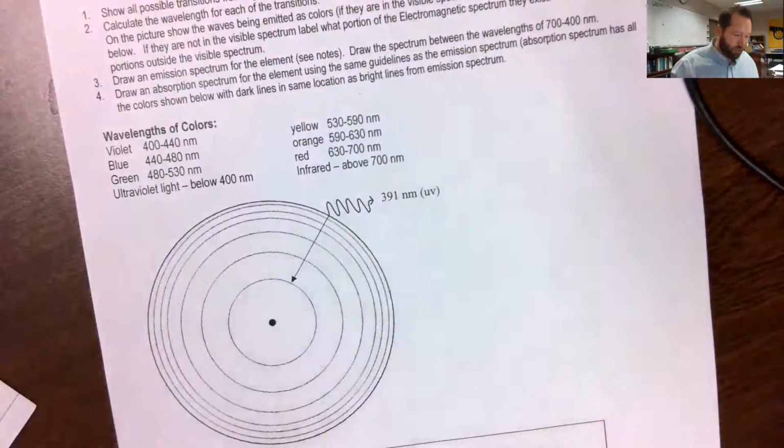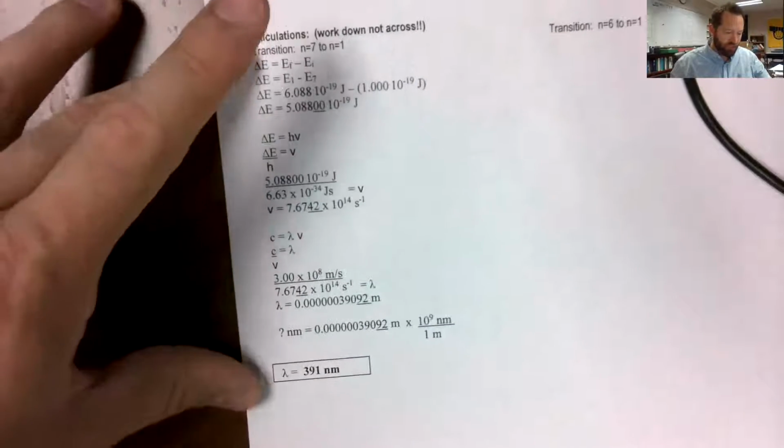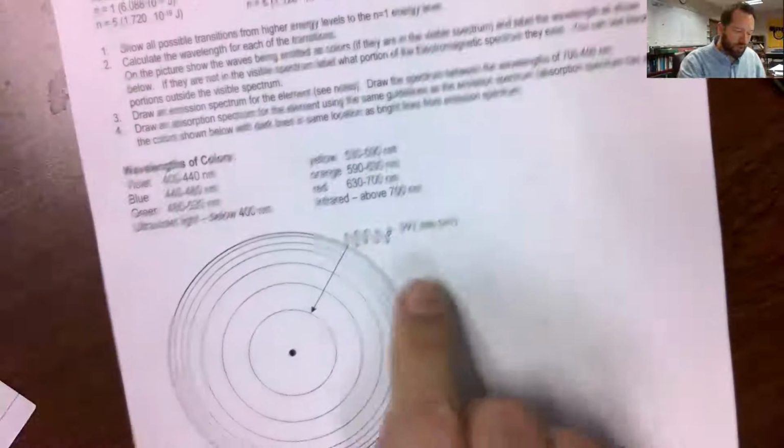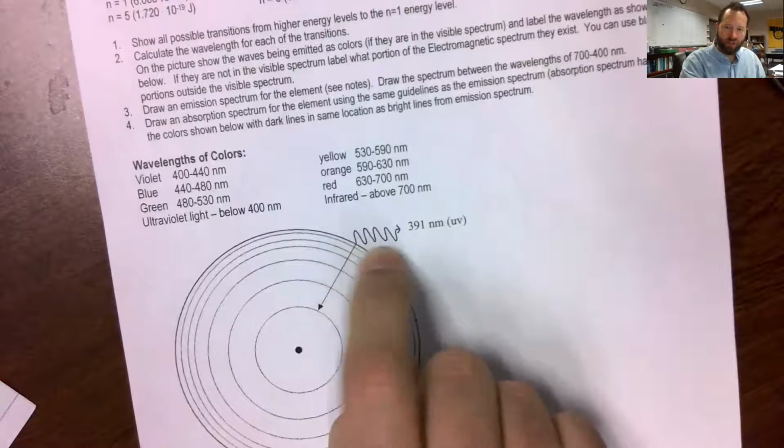So Part 2, we work with the front side of the lab, which looks a lot like this. Now, again, a quick reminder, we had one done for us. Here is the one that the computer did for us. It's already printed out. Here's how we do it. And we got a wavelength of 391 nanometers. The wavelength is right here.